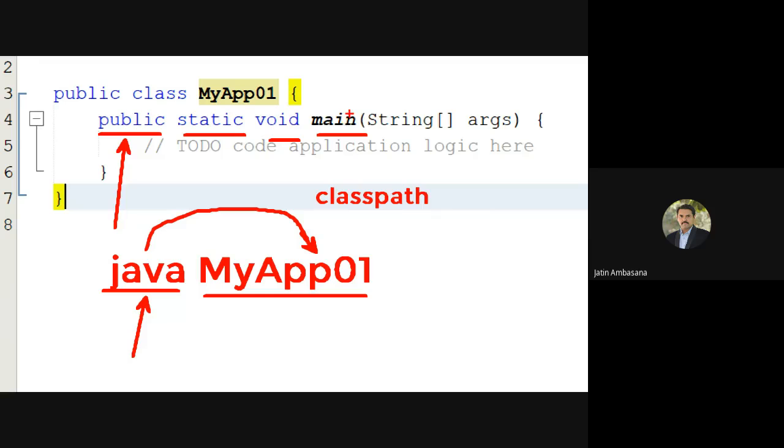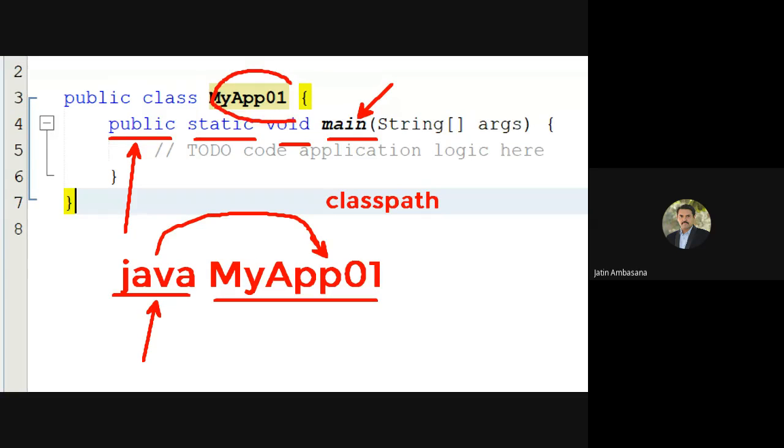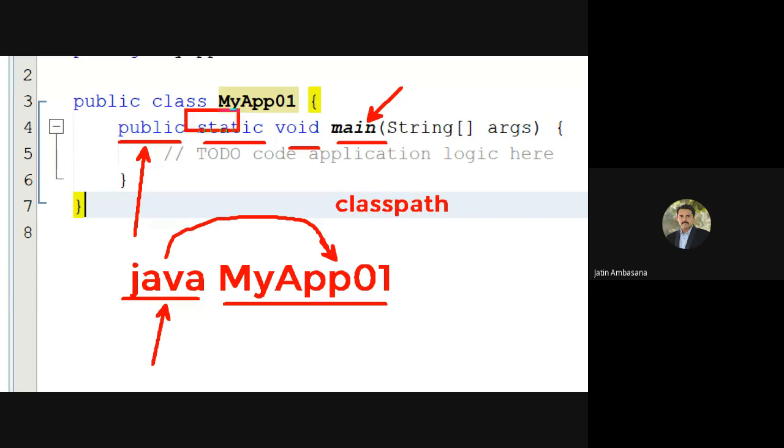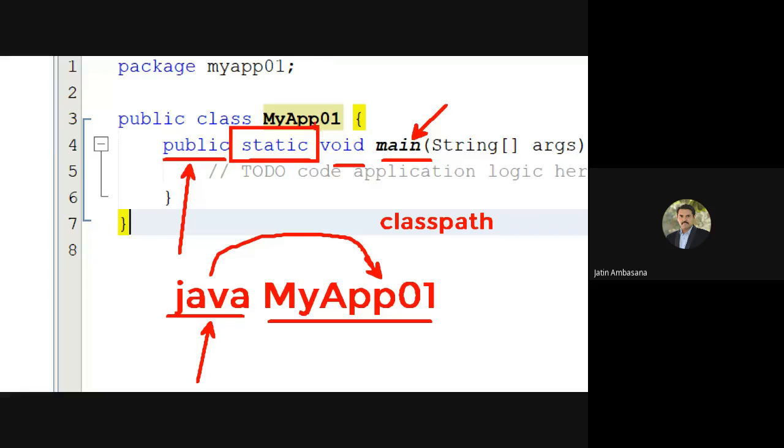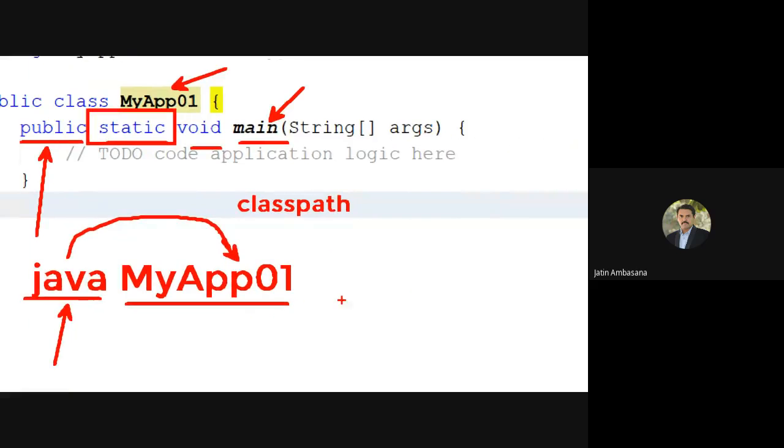Since this main has to be invoked directly and no object of this class needs to be created, what do we need to do? We make it static, so that no object of this class needs to be created by the Java runtime environment that we are invoking. How do we invoke the Java runtime environment? By this java command. It should not need to create a MyApp01 object. That's why we are making it static. So you can directly invoke MyApp01.main. In that way we can directly invoke. Understood?